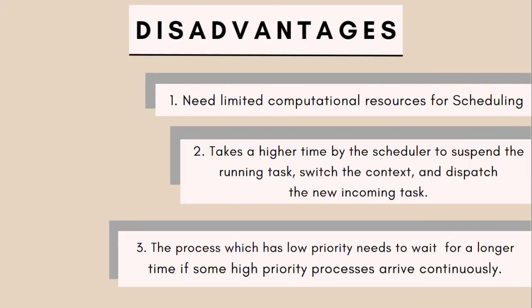The disadvantages of preemptive: 1. Needs limited computational resources for scheduling. 2. Takes a higher time by the scheduler to suspend the running task, switch the context, and dispatch the new incoming task. 3. The process which has low priority needs to wait for a longer time if some high priority processes arrive continuously.